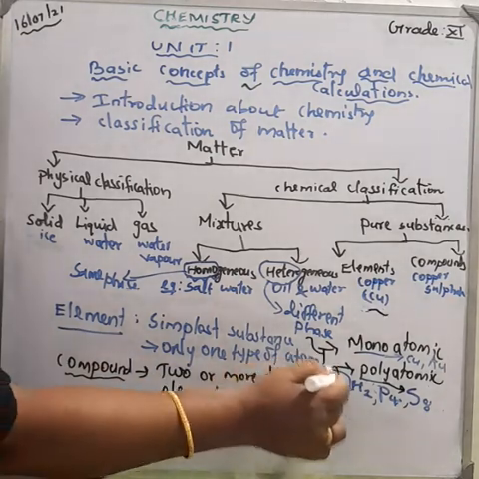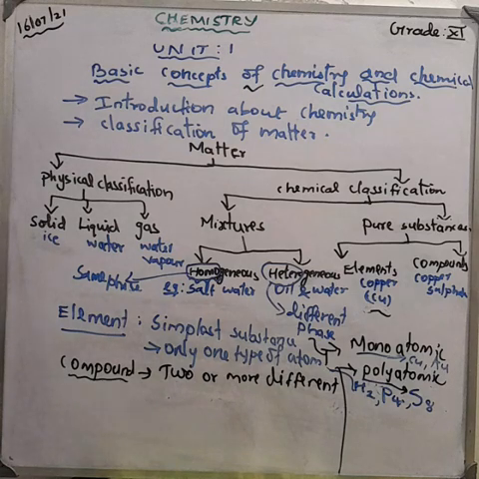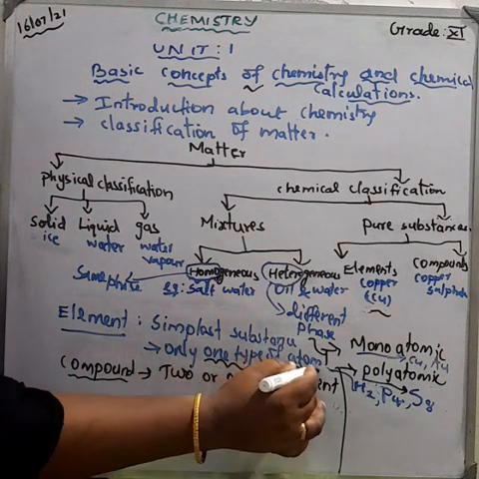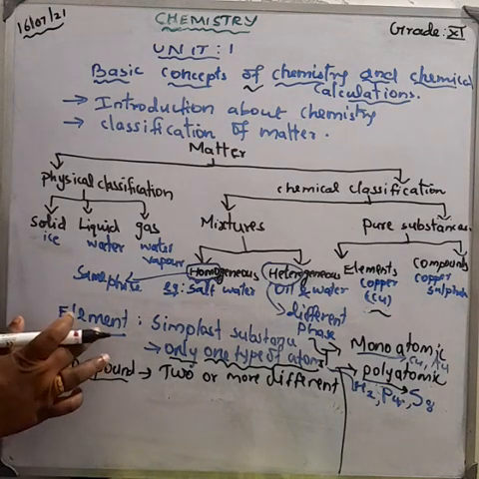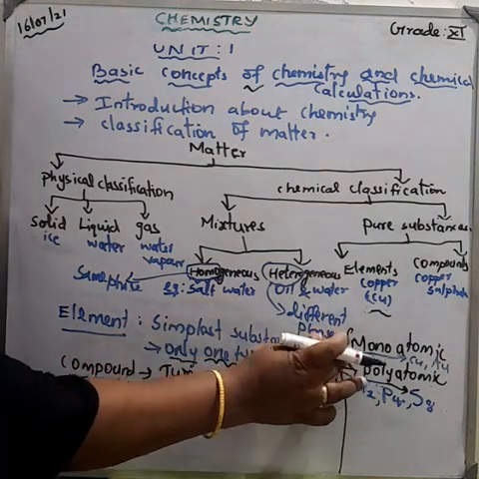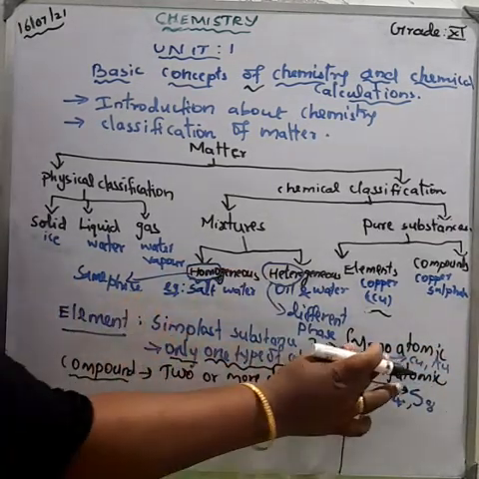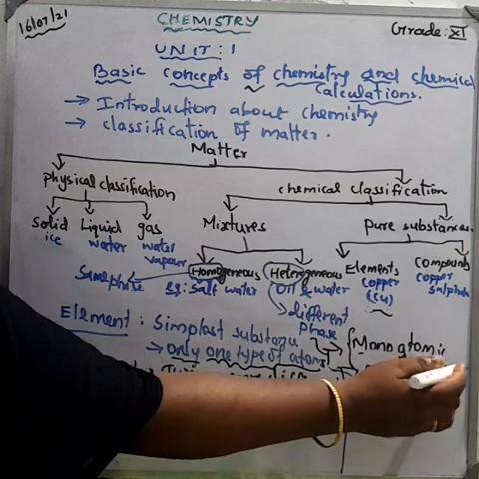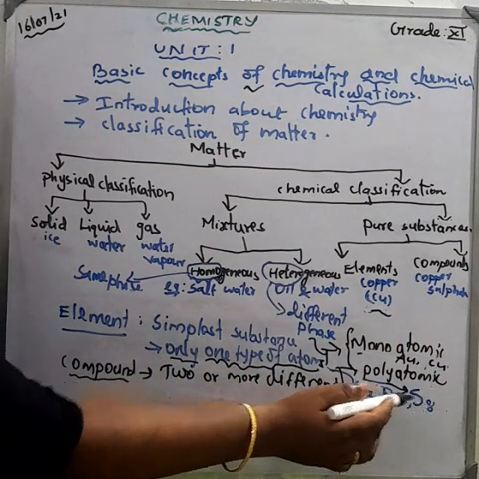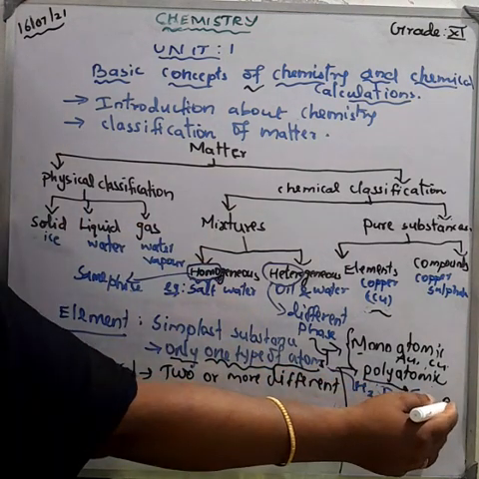Understood? These are about the elements. Element means only one type of atom. Elements we can classify as two types. What are the two types? Monoatomic unit and polyatomic unit. What are examples of monoatomic units? Gold and copper. Polyatomic unit examples: hydrogen H2, phosphorus P4, sulfur S8, oxygen O2, and chlorine Cl2.